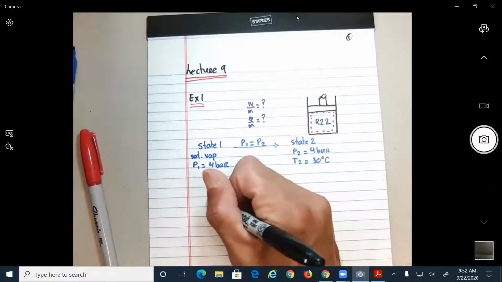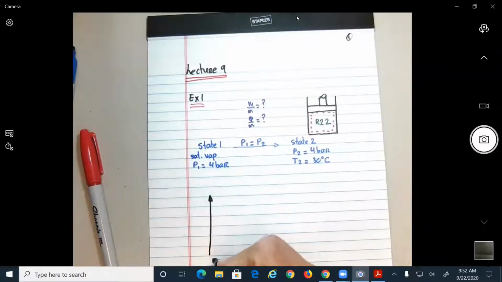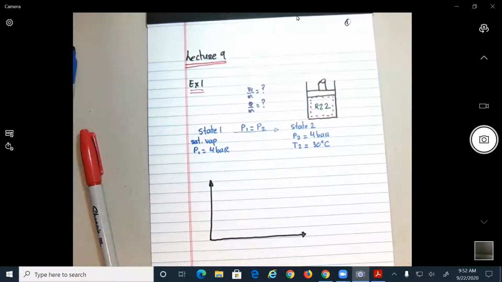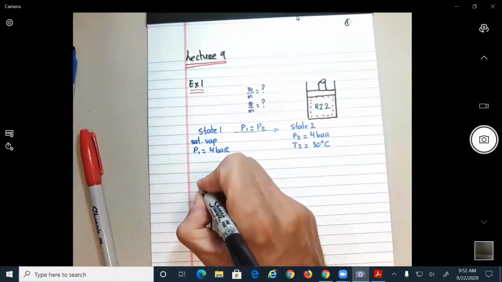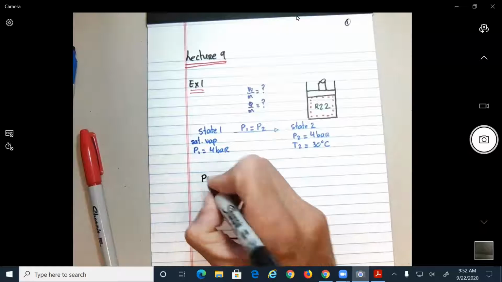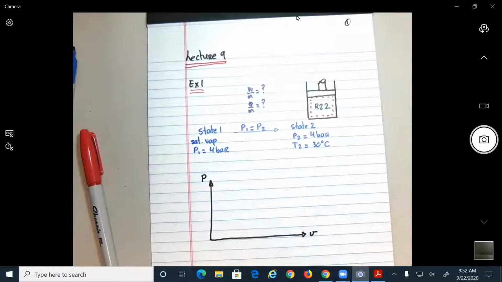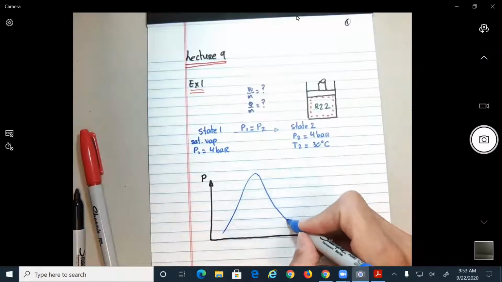So we need to do the figure. This is the most important part. If you do this right, these problems are not difficult. If you don't know how to do this figure, it's impossible. Okay? So last time we were looking at the PV and TV figure. So let me do the PV. We could do the TV, but let's do this one.